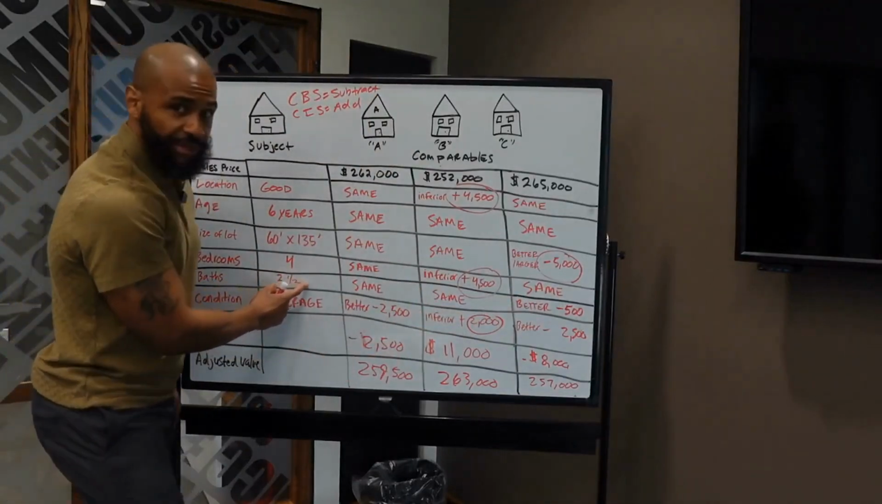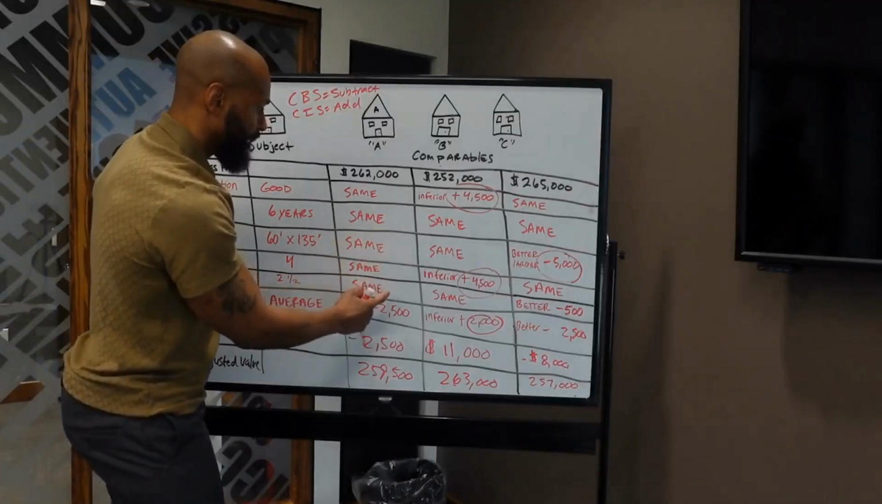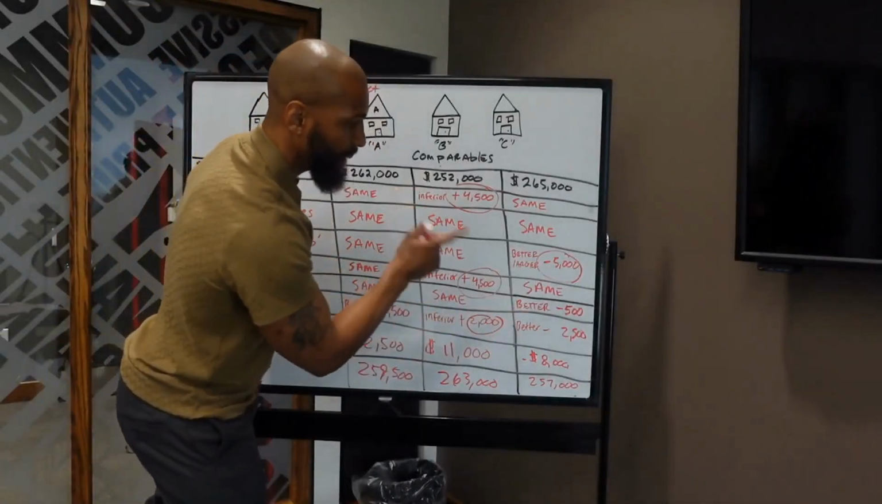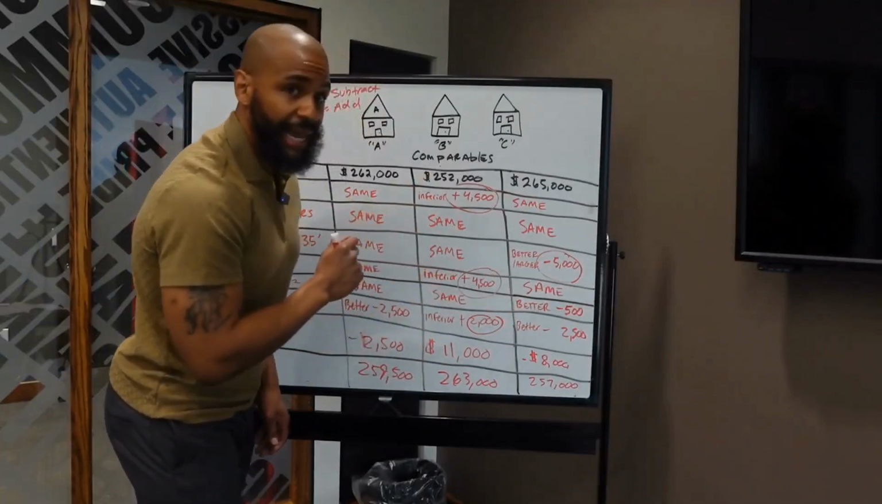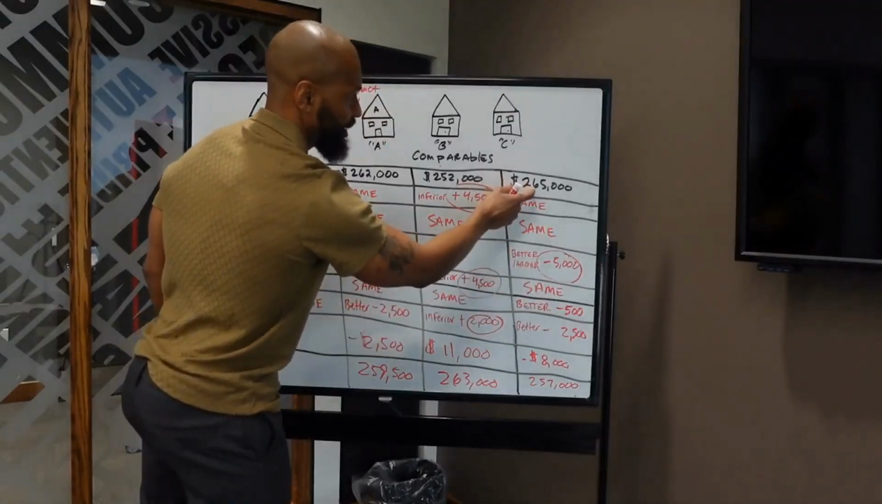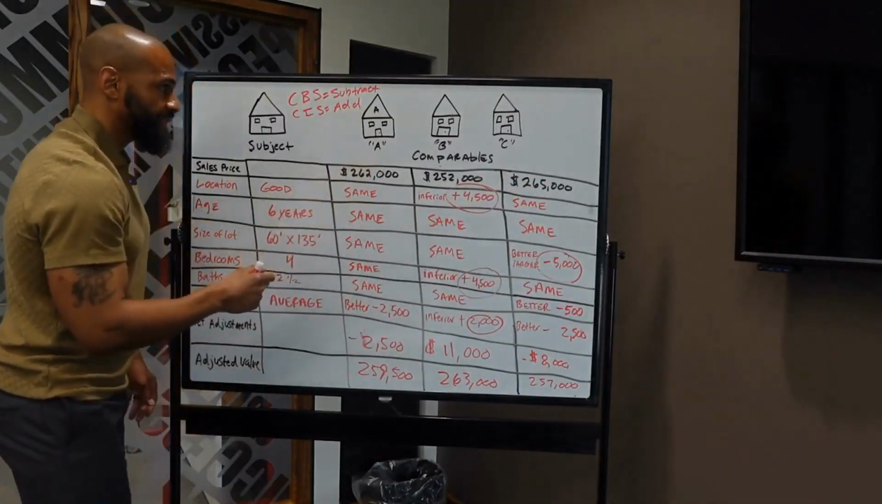We'll look at baths. We have 2.5 with our subject. Comparable A is the same. Comparable B is the same. However, comparable C is slightly better. It has the edge. We'll take $500 off of this sales price for comparable C.